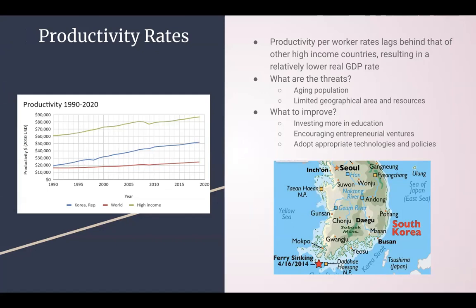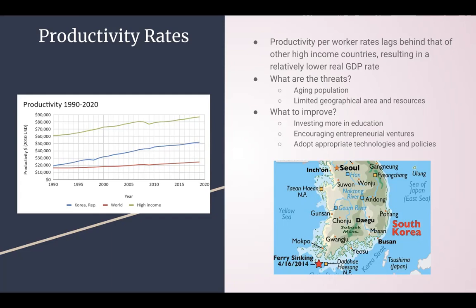To catch up, South Korea must learn to sustain and further improve its productivity per worker. This can be done by investing more in education and encouraging entrepreneur ventures. On top of that, what is causing South Korea to lag behind other higher income countries, a threat is South Korea's aging population and its limited geographic area and resources.